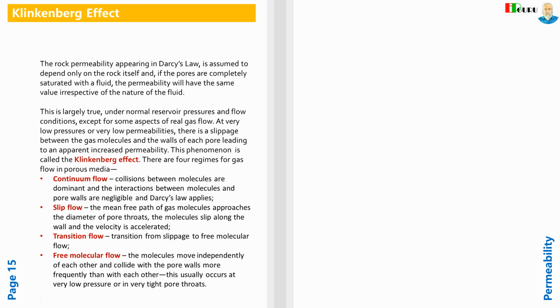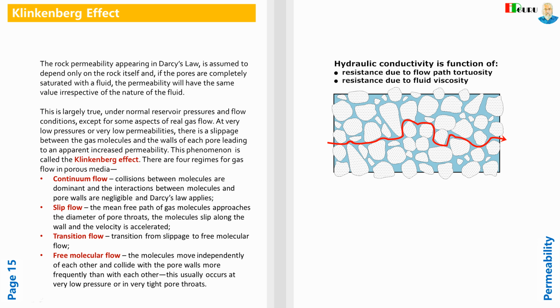The rock permeability appearing in Darcy's law is assumed to depend only on the rock itself, and, if the pores are completely saturated with fluid, the permeability will have the same value irrespective of the nature of the fluid. This is largely true under normal reservoir pressures and flow conditions, except for some aspects of real gas flow. At very low pressures or very low permeabilities, there is a slippage between the gas molecules and the walls of each pore, leading to an apparent increased permeability. This phenomenon is called the Klinkenberg effect.